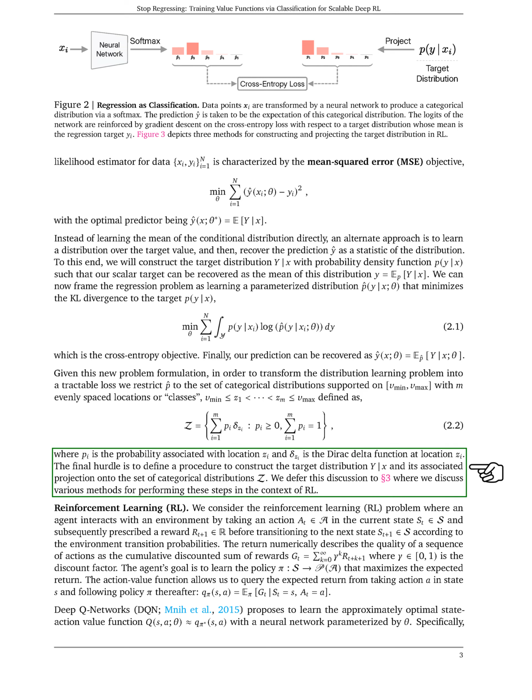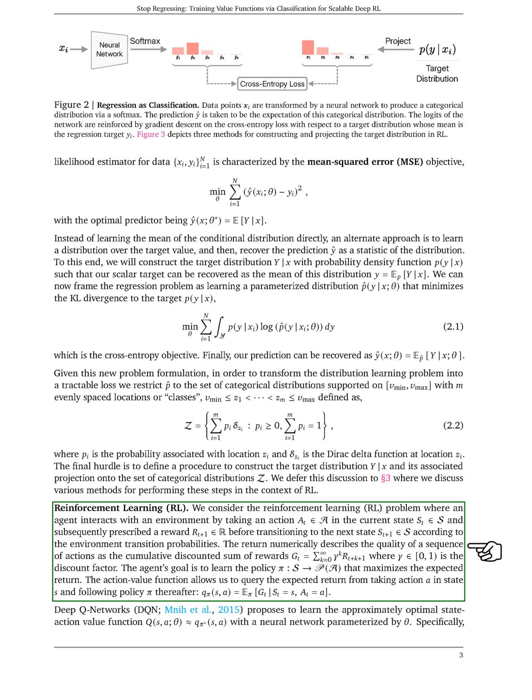In the realm of reinforcement learning, RL, we consider the problem where an agent interacts with an environment by taking actions in current states and receiving rewards before transitioning to the next state based on the environment's transition probabilities. The agent's goal is to learn a policy that maximizes the expected return, which is the cumulative discounted sum of rewards.